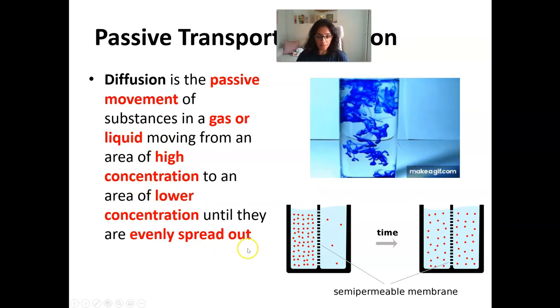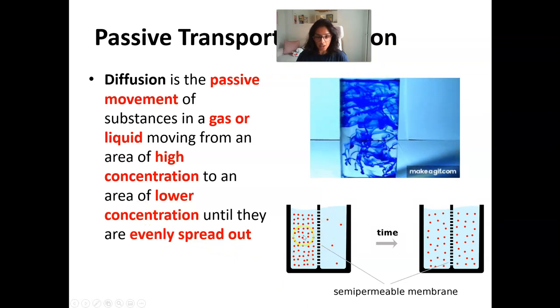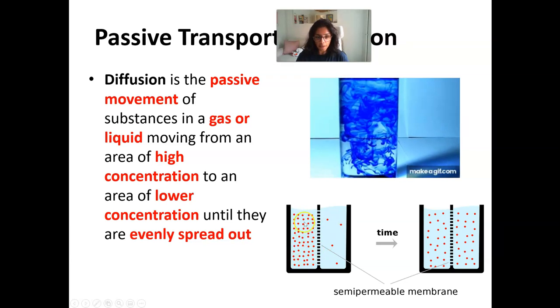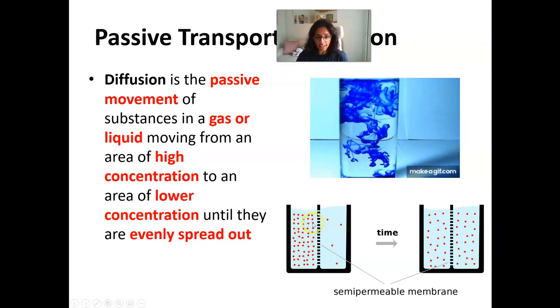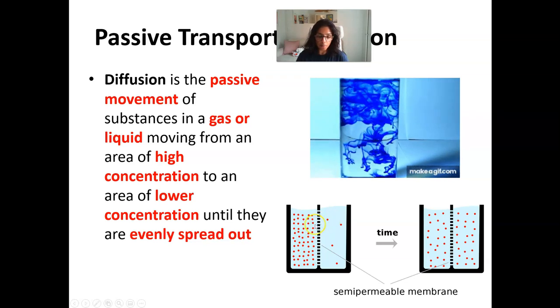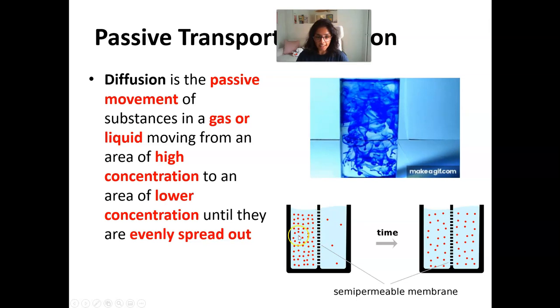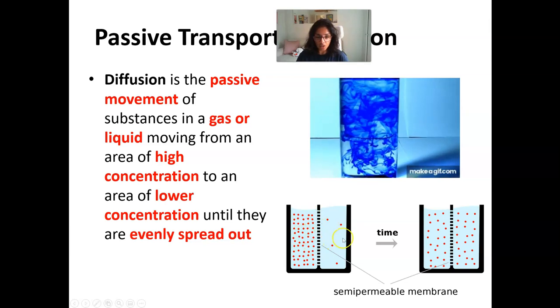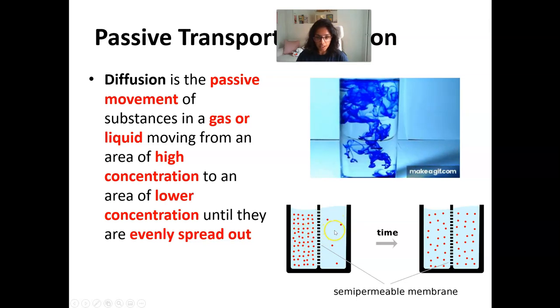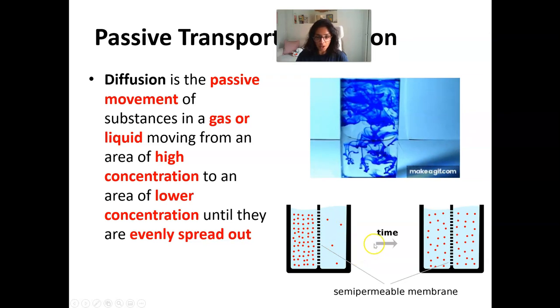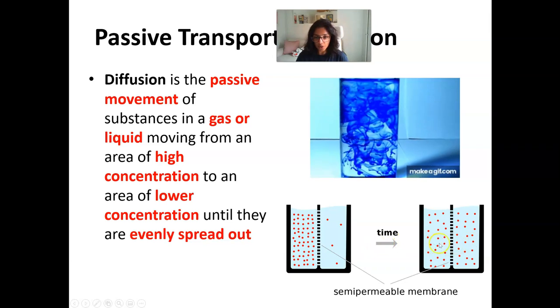evenly spread out. So in this cartoon diagram here, you can see that we have a high concentration of red molecules, and they're passing through that selectively or differentially permeable membrane, and they're moving from high concentration on this side to a lower concentration on this side on the right. Now over time we will end up with an even distribution of those red molecules on either side.